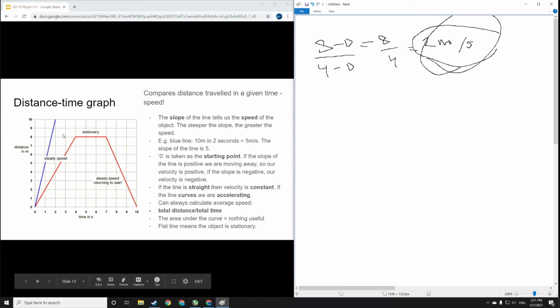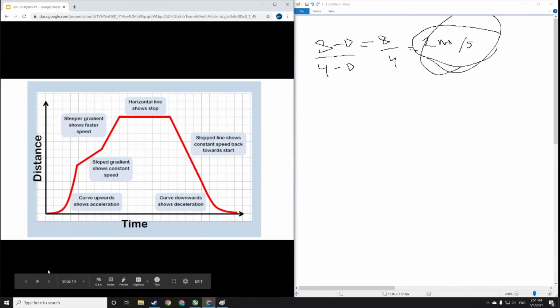A flat line means that the object is stationary, i.e. it's not moving. Here's another image which shows you how distance and time work with each other. A curve upwards shows acceleration, a straight slope shows constant speed, and a steeper gradient means faster. You can just read these if you want to summarize exactly.